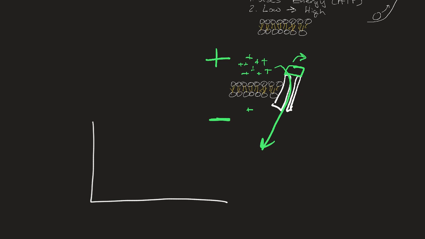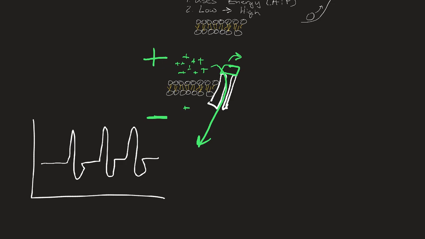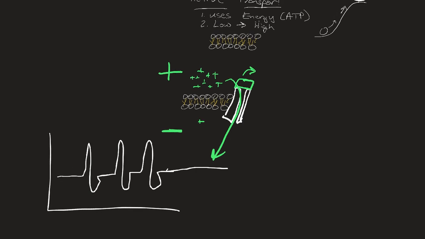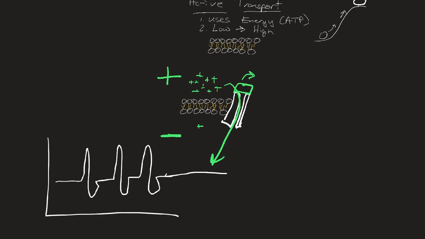You've seen this screen 100 times on TV shows. It goes bleep, bleep, bleep, correct? And once it stops, it goes flat, correct? So these are discharges of the membrane. These are depolarizing, meaning they're becoming less polar. They're discharging the battery just like your cell phone.